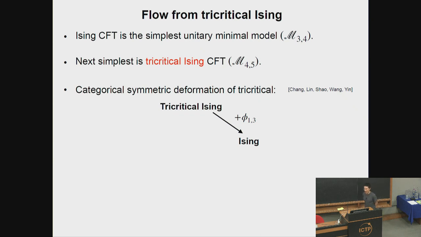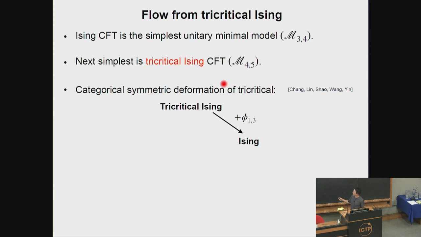To explain that, I need to remind you that the Ising CFT is the simplest unitary minimal model in 2D CFT, which people often call M(3,4). And the next simplest unitary minimal CFT is what's called the tricritical Ising CFT, which people often denote by M(4,5). And it was pointed out in the literature that there is a deformation of the tricritical Ising model which preserves this Kramers-Wannier symmetry.